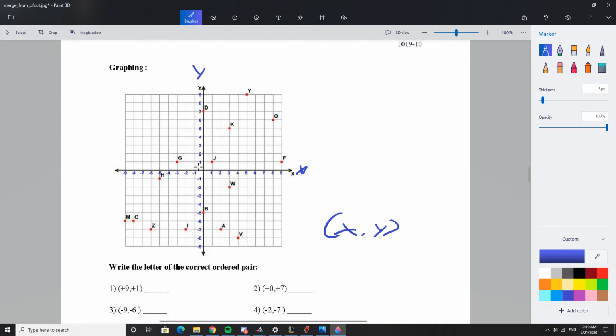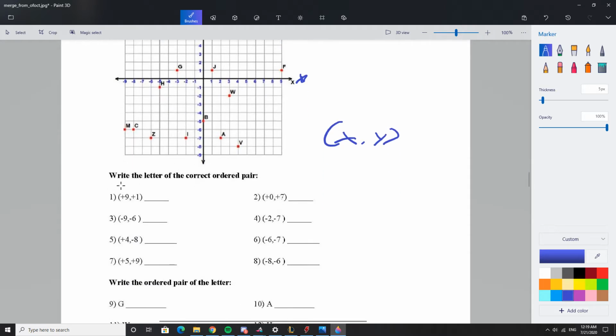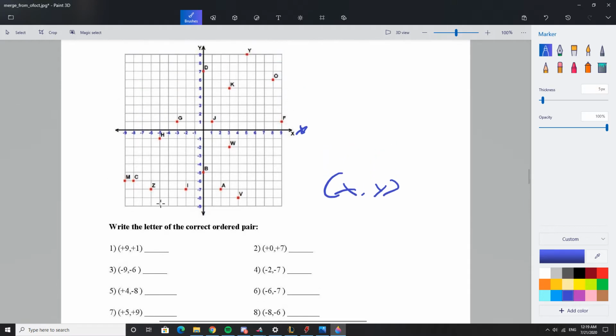In that case, you would go right or up, or left or up, or left or down, or right or down, depending on the negatives. Excuse me. So for number 1, you have plus 9 and plus 1. The plus basically means it's a positive number, so you don't have to worry about going left or down in this situation. So you would have 9, which means you would go 9 across, and the 1 means you would go 1 up, so it would be F.